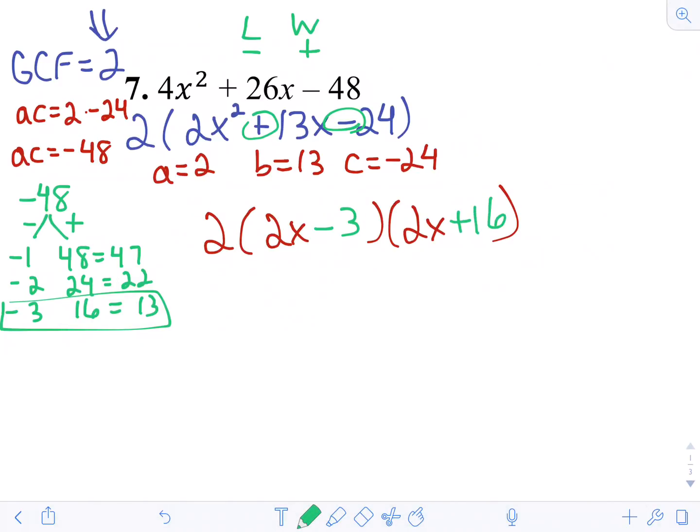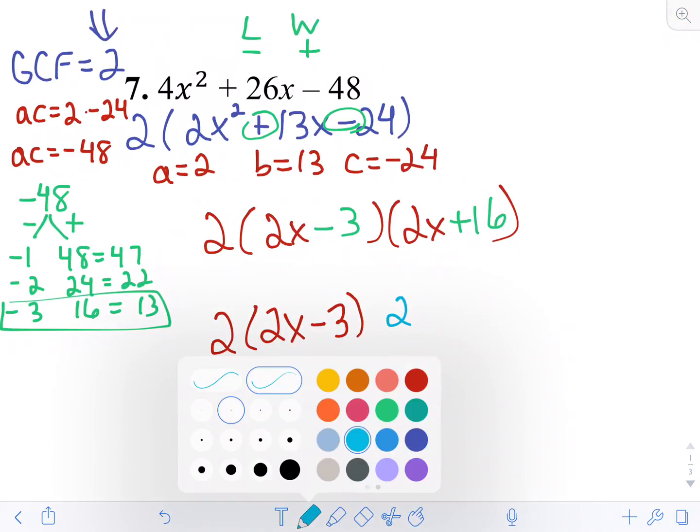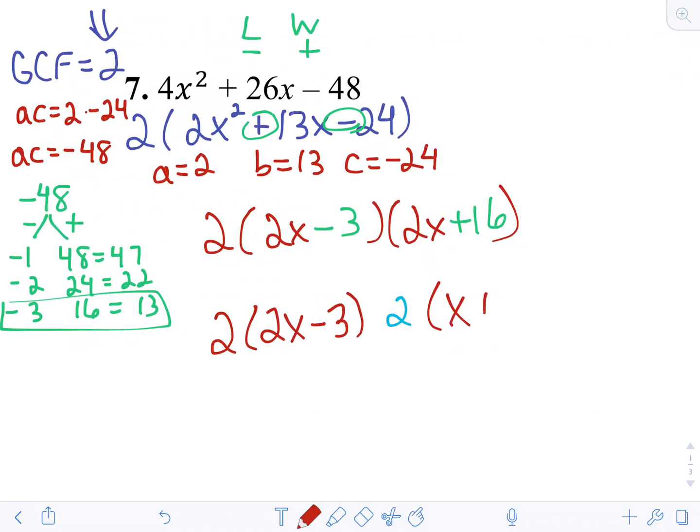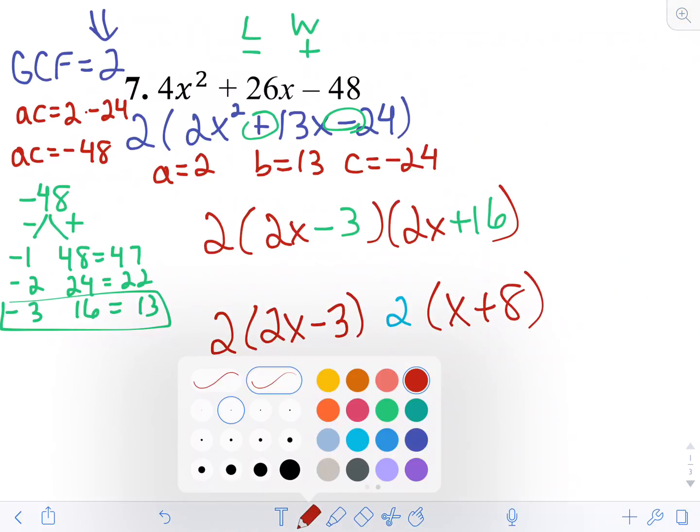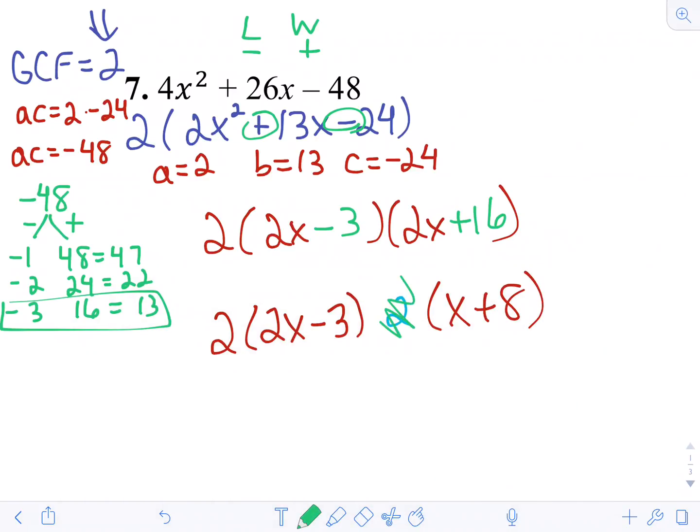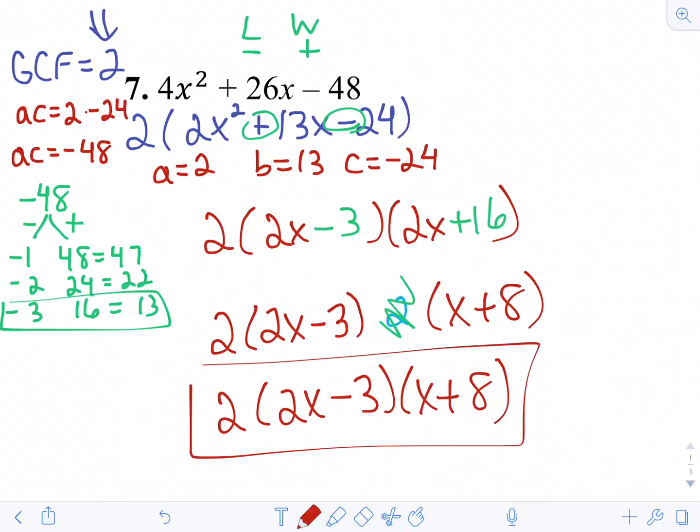All right, and I need to see if there's anything I can pull out. Okay, so I still have this 2. I can't pull anything out in this middle part. So I have 2x minus 3. And this last piece, I can pull out a 2. So I'm going to write that 2 down. And that leaves me with x plus 8. Okay, remember you can trash anything that you pull out. So you want to rewrite this: 2 times 2x minus 3 times x plus 8. And again, you can always do your box method to check that you have the correct answer.